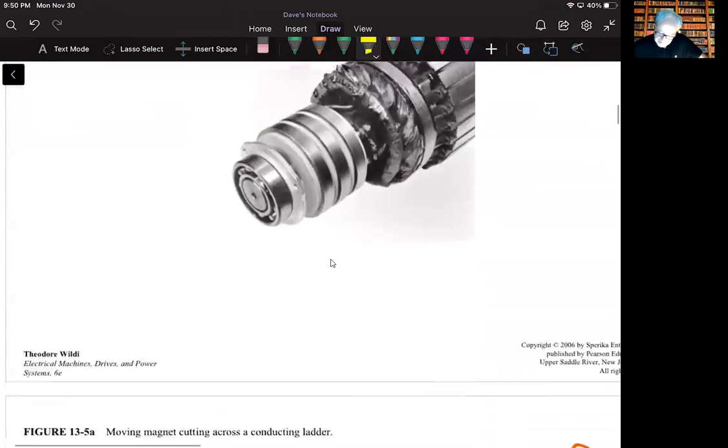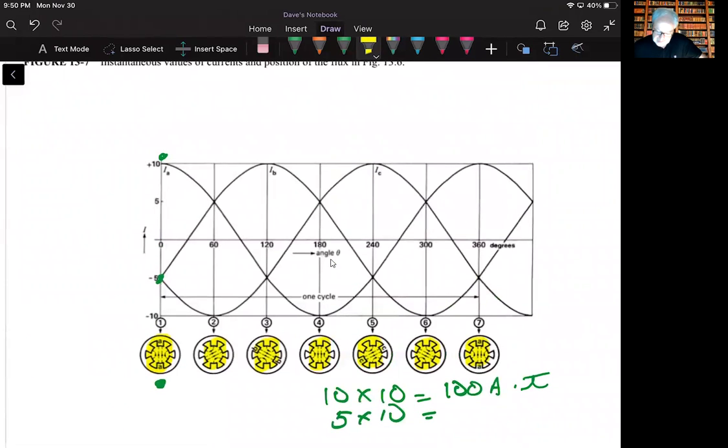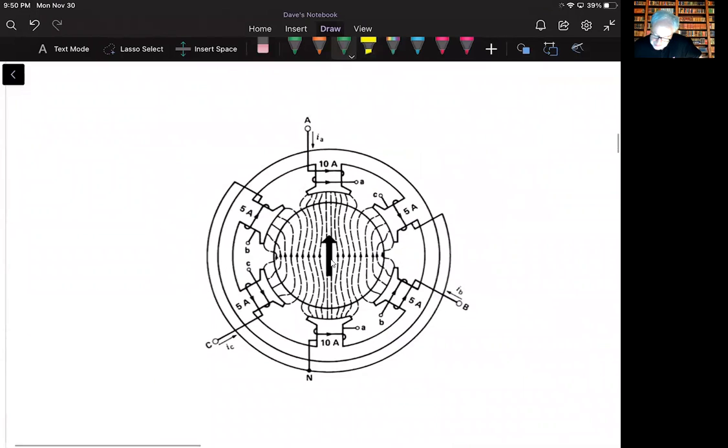And so, let me get it back up for us. So, we're looking at, say, this point right here, right? And at that particular point, what we would be seeing would be maximum current from phase A. And then we're also seeing 5 amps from phase B and 5 amps from phase C, okay? And, not getting into the right-hand rule and all that sort of thing, that gives this flux a certain orientation.